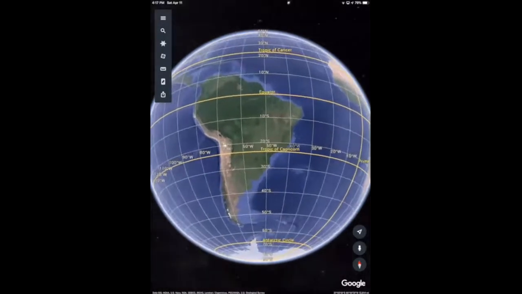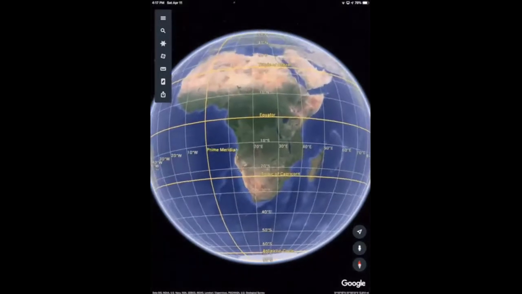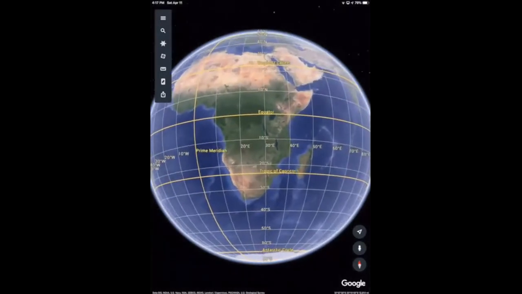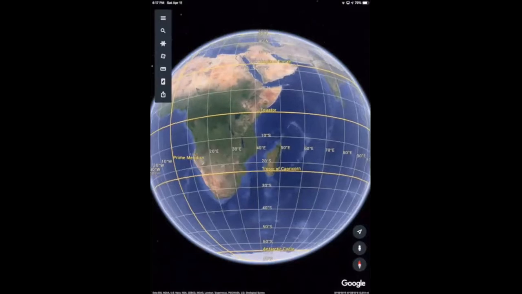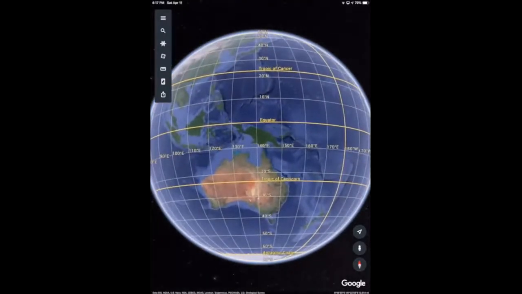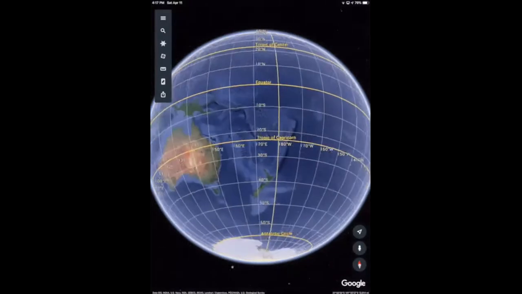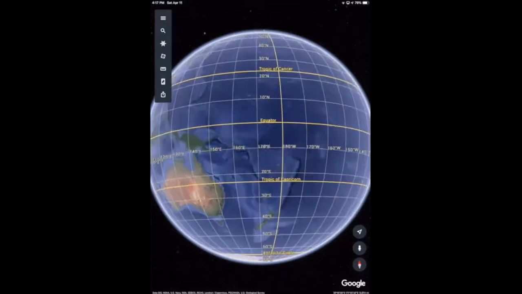So that would include parts of Brazil, Chile, Argentina, Southern Africa. So that's South Africa, and there's Madagascar, the island. And then Australia, that is one of the only continents, I guess, that's completely in the southern hemisphere. And there's New Zealand, by the way, so they're in the southern hemisphere.